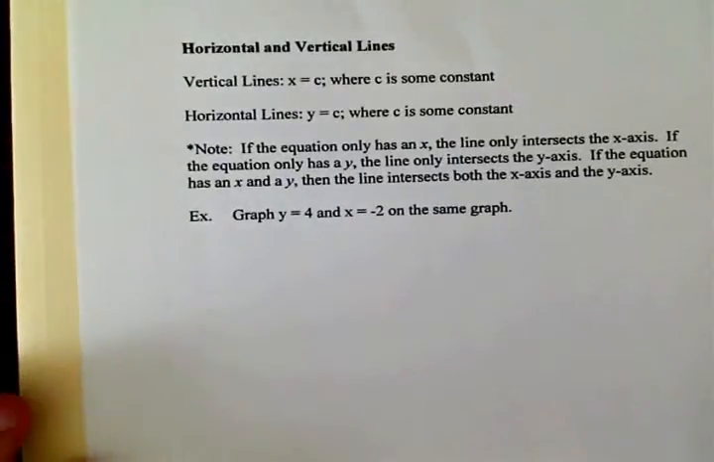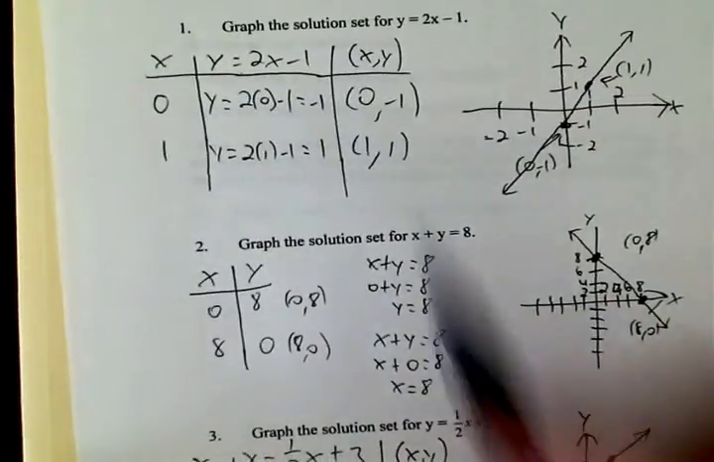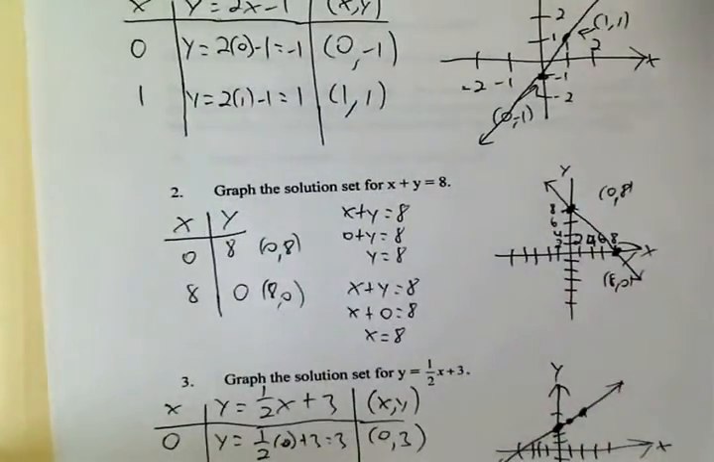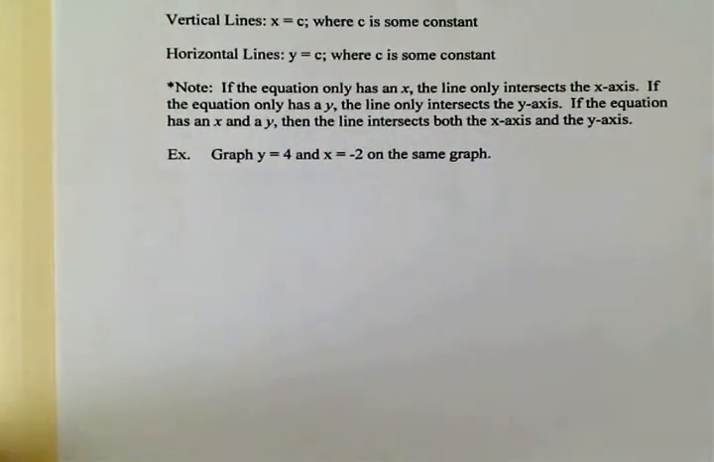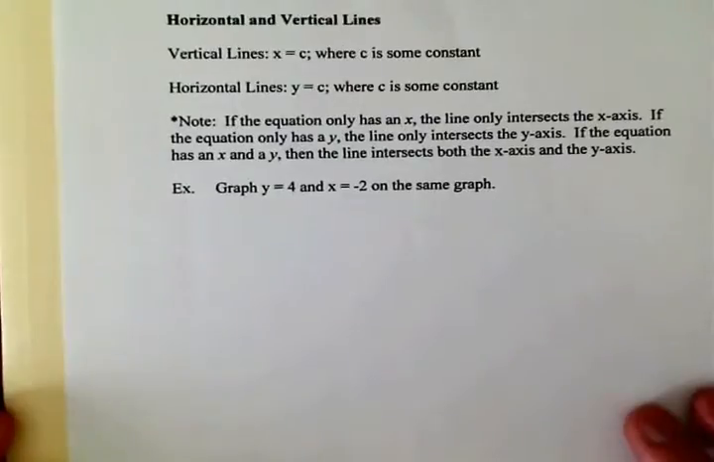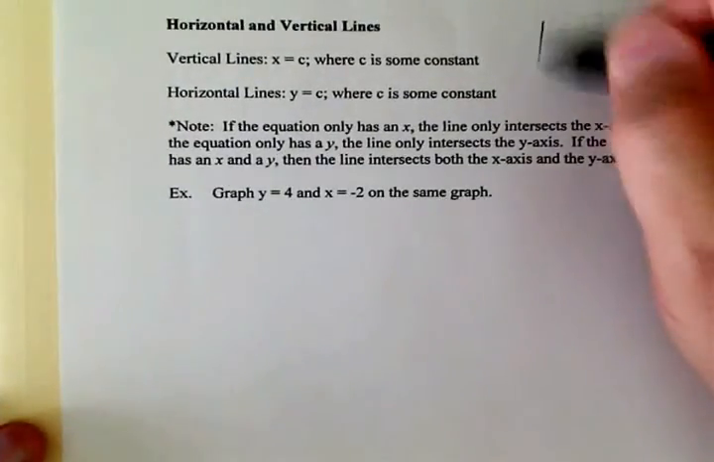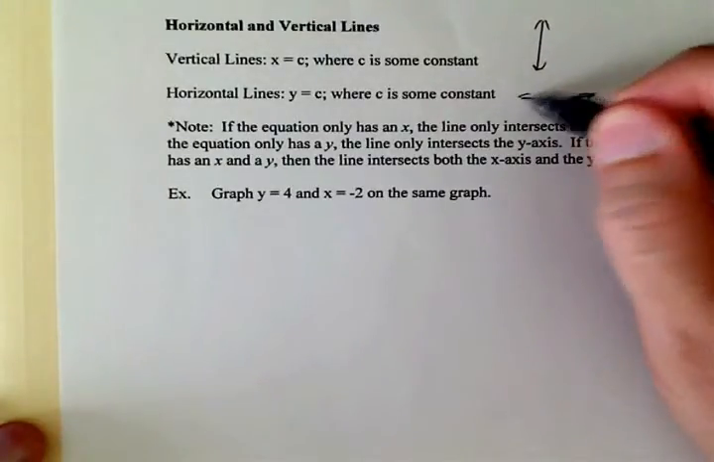Now, there are some special kinds of lines, horizontal and vertical lines. Notice something. Anytime there was an x and a y in the equations, the lines were diagonal. Keep that in mind. If you have both x and y in the equations, you have diagonals. Now with vertical lines, that's not going to be the case, or with horizontal lines. By the way, vertical lines go up and down, horizontal go left and right.